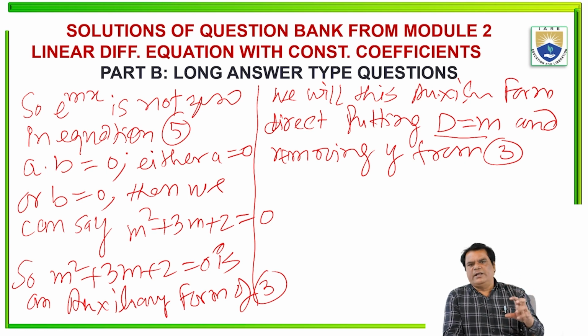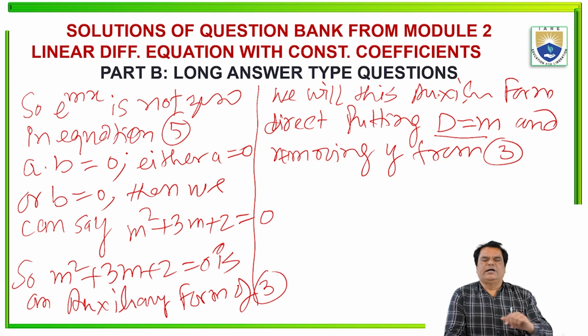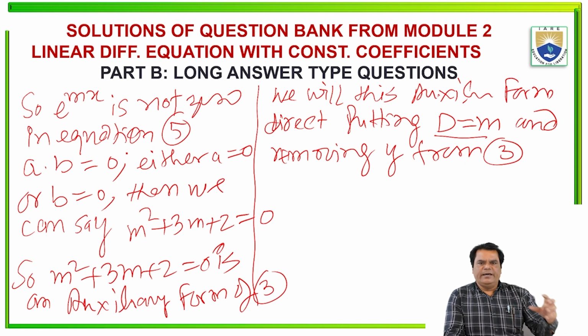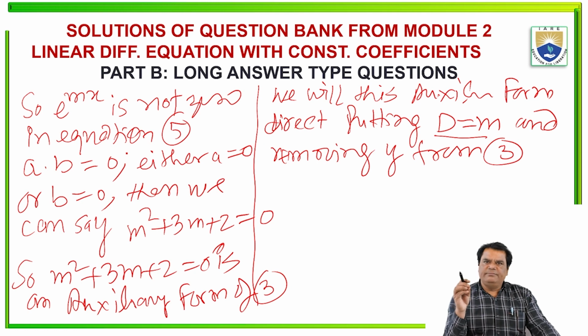Here we apply the formula a dot b equal to 0. In any question, a dot b equal to 0 means either a is 0 or b is 0. If a is 0 then b is not 0, and if b is 0 then a is not 0. So in equation 5, m square plus 3m plus 2 multiplied by e to the power mx equal to 0, we can say that either e to the power mx equal to 0 or m square plus 3m plus 2 equal to 0.